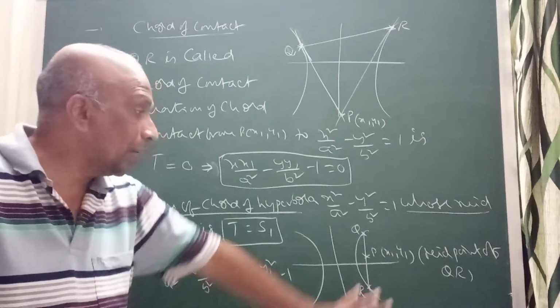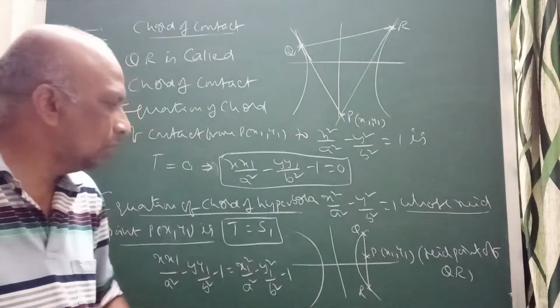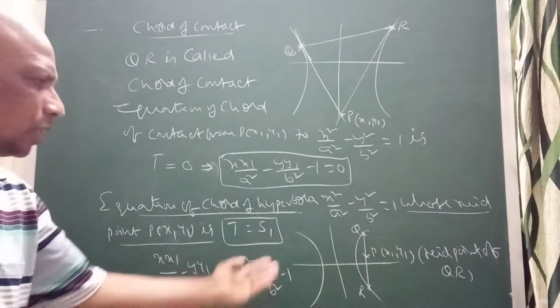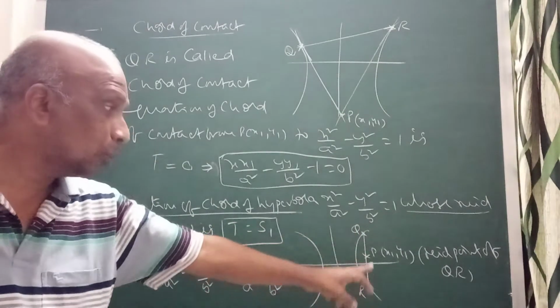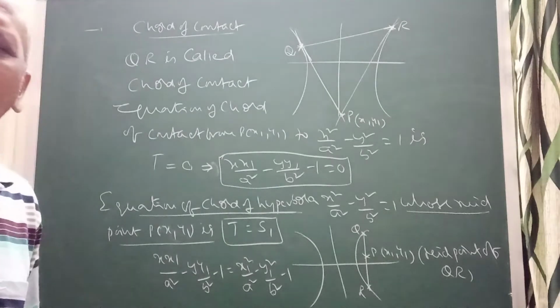Suppose we know the midpoint of the chord. So this is the chord. If we know the midpoint of the chord, then T equal to S1. This is the notation, remember. If P(x1, y1) is the midpoint of QR, then T equal to S1 gives the equation of the chord.